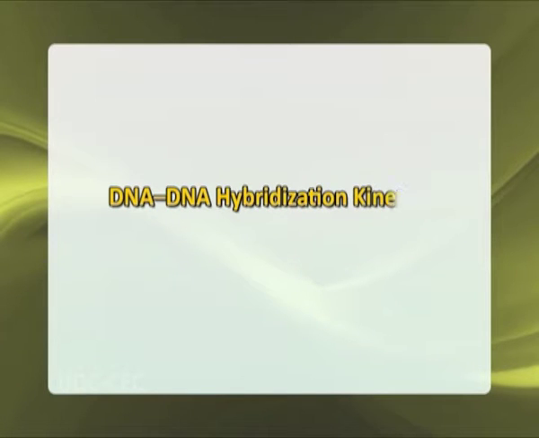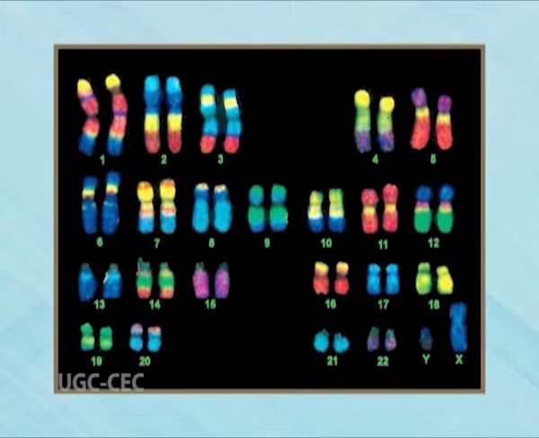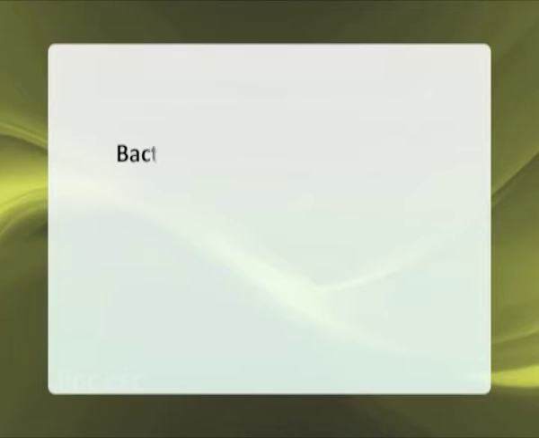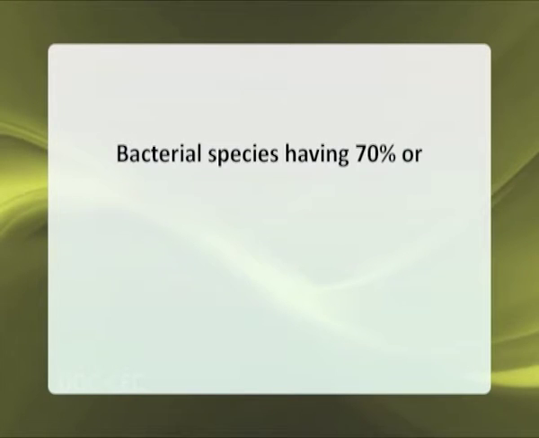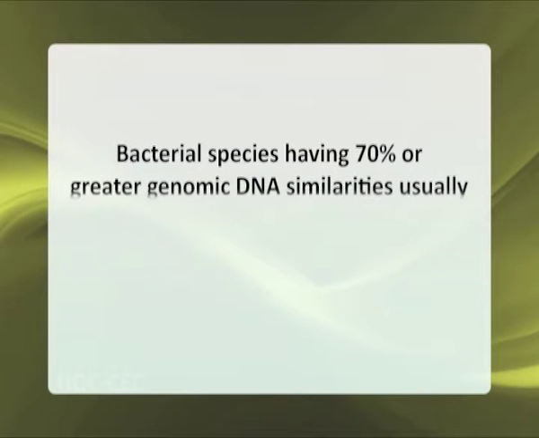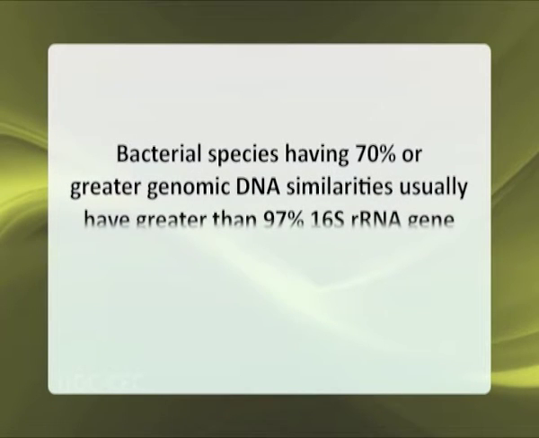DNA-DNA hybridization kinetics. Whole genome DNA-DNA hybridization (DDH) offers true genome-wide comparison between organisms. A value of 70% DDH was proposed as a recommended standard for bacterial species delineation. Typically, bacterial species having 70% or greater genomic DNA similarities usually have greater than 97% 16S rRNA gene sequence identity.